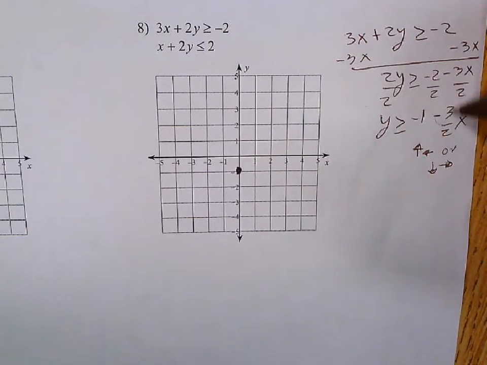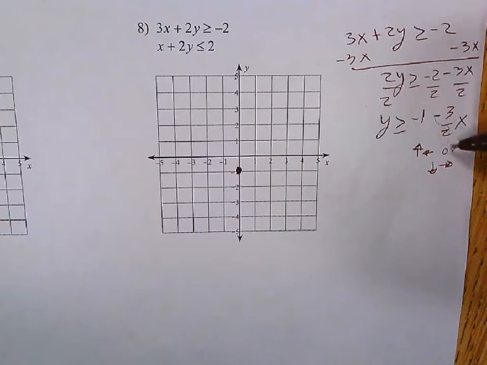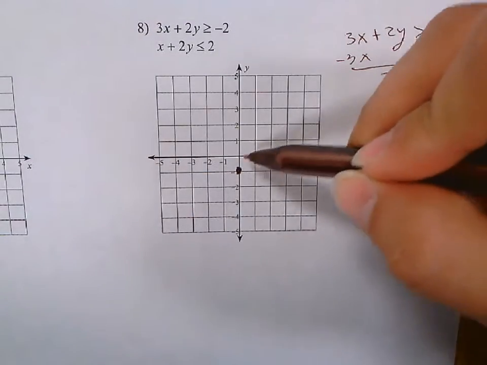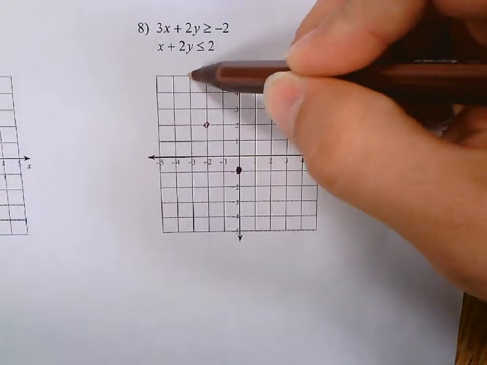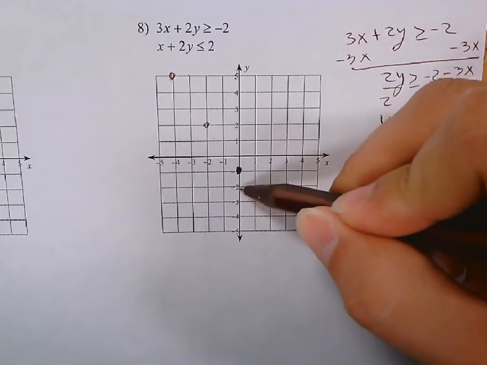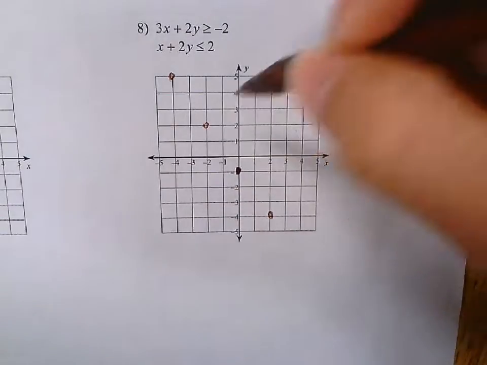The number on the numerator tells me how many units I will go up or down. The number on the denominator tells me the units that I move to the sides. So I'm going to move 3 units up, 1, 2, 3, and 2 units to the left. Or I can also go down 3, 2 units to the right.